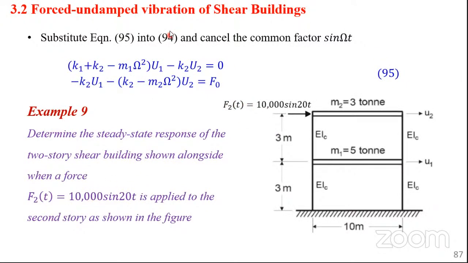Remember the equation for this. Looking at some annotation, we talk of the forcing function being F(t) equals F naught sine capital omega t. So in this case, capital omega is 20. This is the forcing frequency. And F naught is equal to 10,000.